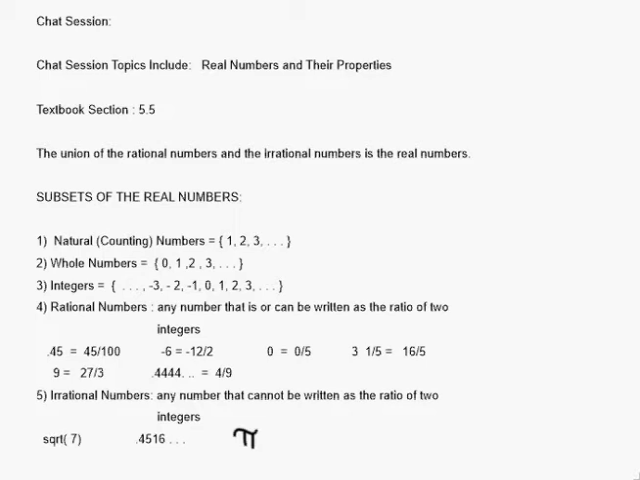Any repeating and non-terminating decimal can be written as a fraction, such as 0.444... as 4/9. Irrational numbers are any number that cannot be written as the ratio of two integers, such as the square root of 7 or 0.4516... or pi.